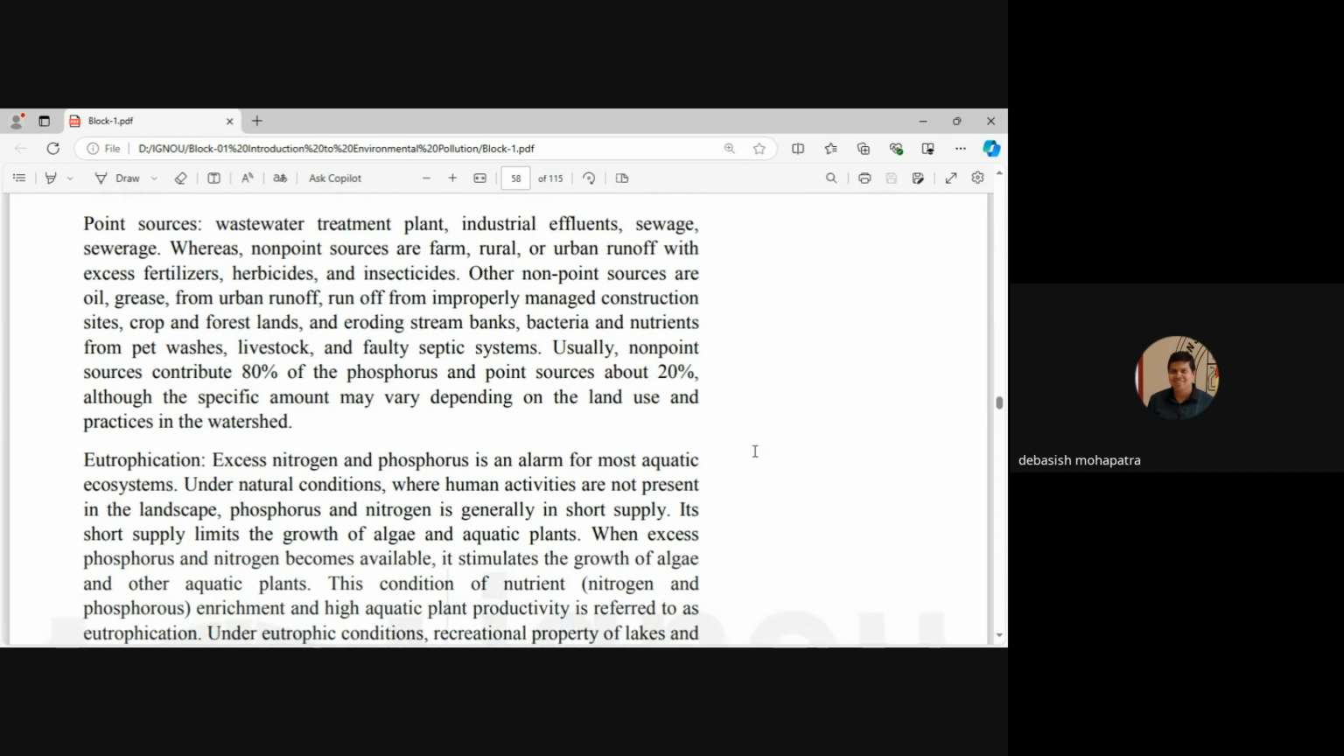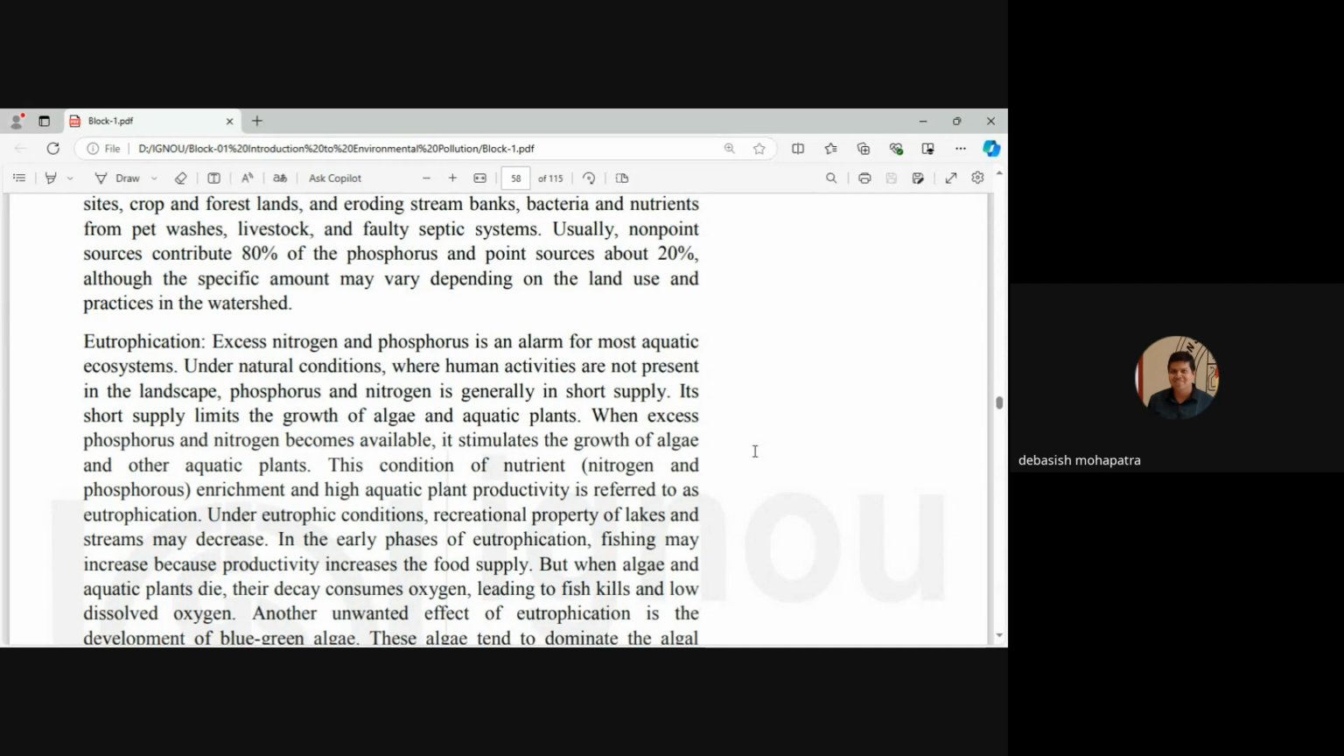Eutrophication, I have told you before, occurs when there is an excess of nitrogen and phosphorus in the aquatic ecosystem. Under natural conditions, phosphorus and nitrogen are generally in short supply, limiting the growth of algae in the aquatic system. But when they are in excess, algae will grow too much, which leads to algal bloom. Once the phosphorus and nitrogen get consumed, the algae will die, which leads to eutrophication. This process is called eutrophication. Okay.